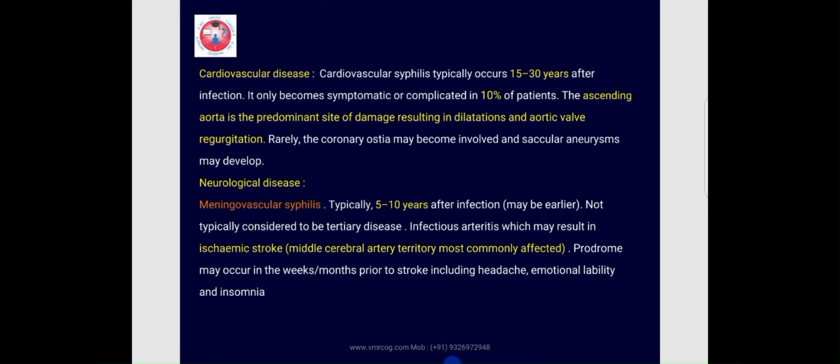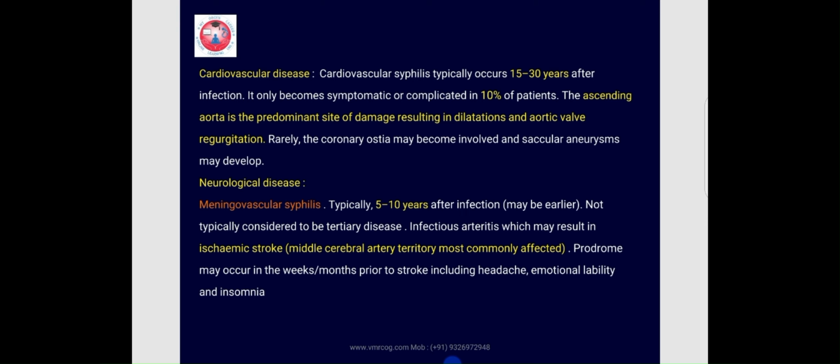So once there was an EMQ in which the site of affection was asked, and various options such as abdominal aorta, ascending aorta, arch of the aorta, descending aorta, coronary ostia were given. The common site of affection will be the ascending part of the aorta. Okay, rarely the coronary ostia may become involved and saccular aneurysms may develop. Now the third is the neurological disease, which is seen in 7% of patients. Okay, so in late disease, there are three types of presentations: gummatous, cardiovascular, and neurological.